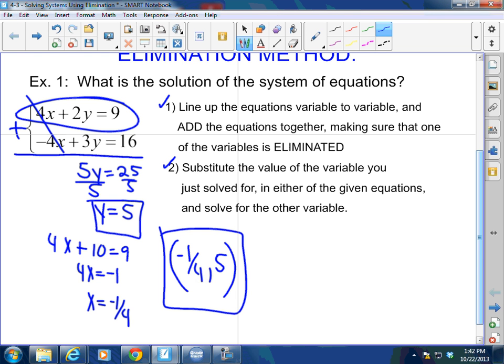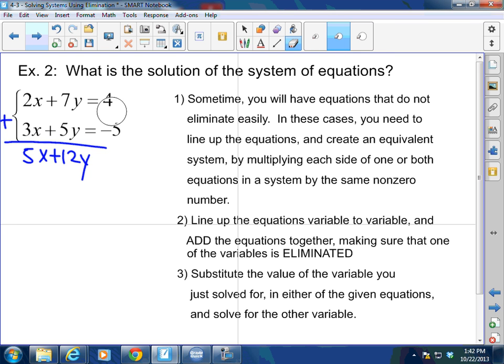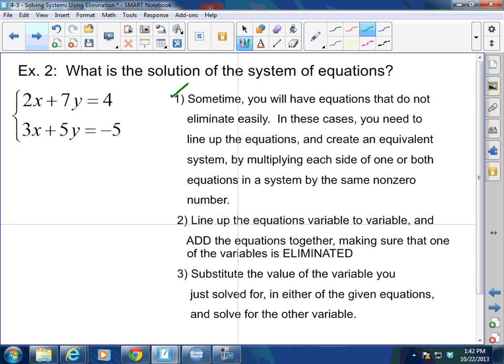Now, the problem comes, not the problem, I shouldn't say that because this isn't a problem at all. The challenge comes here. What happens when they write the system in standard form? However, I don't have an easy elimination here. If I add these two together, I'm going to get 5x plus 12y. Did I eliminate anything? No. So we have a little bit of a different take on this one. Let's take a look at the steps.